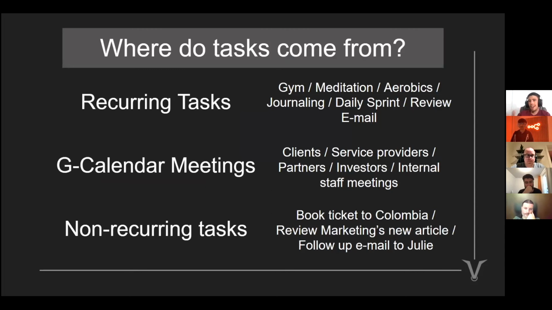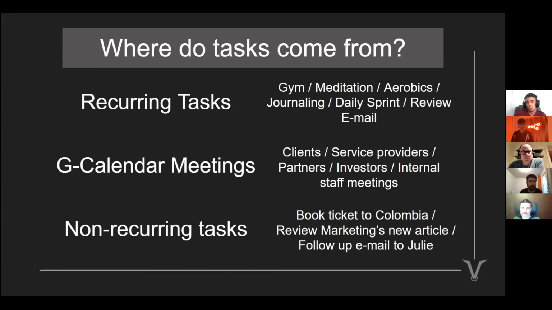Okay, so where do tasks come from, and where does n8n come into this process? So I have 3 main sources of tasks. One of them are recurring tasks, which are things that I do every week, like gym, meditation, aerobics, journaling, my daily sprint with the team, answering email, all types of things that we do regularly. So I'm going to have tasks for that every week.